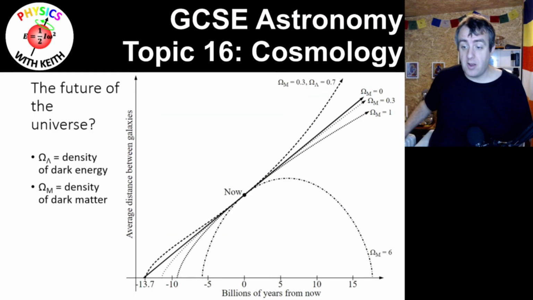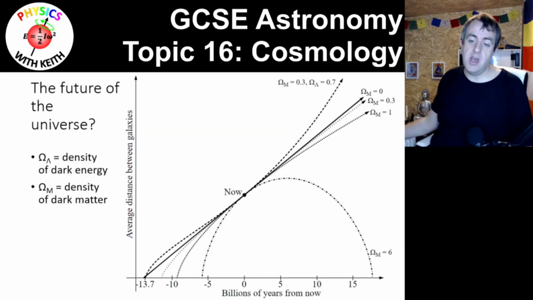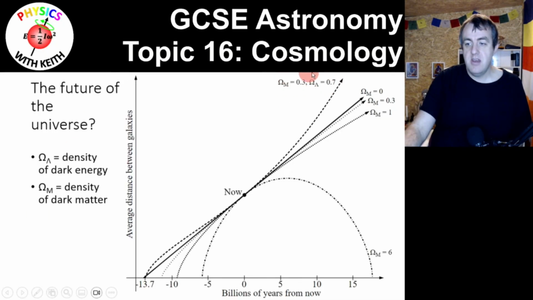On the x-axis is time, and we are in the middle, 0 billion years from now. And you'll notice with that lovely straight line, we have 13.7 billion years. And actually, even with some of the curves, we still have 13.7 billion years. Our best prediction is this one here, where the omega m, which gives you the density of dark matter, has that value, and omega lambda, which gives you the density of dark energy, has that value. That is our best prediction.